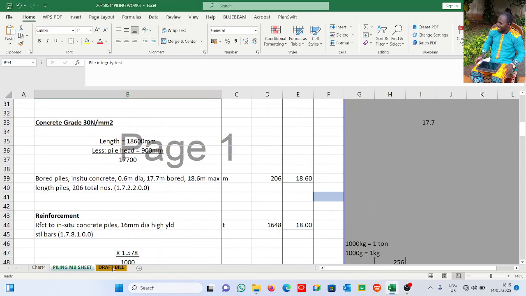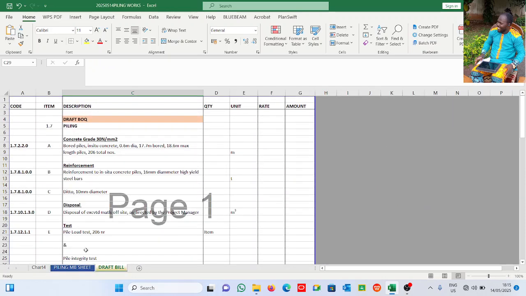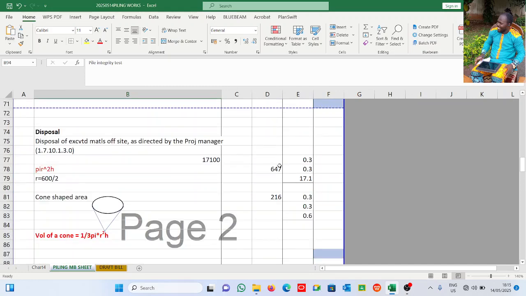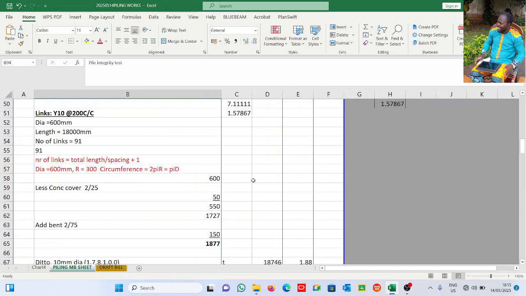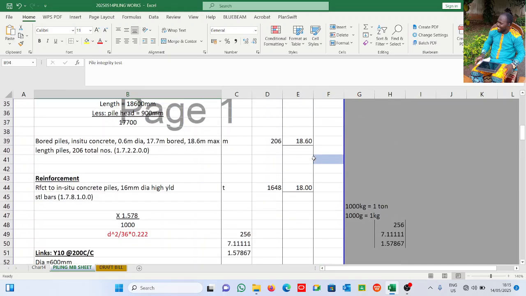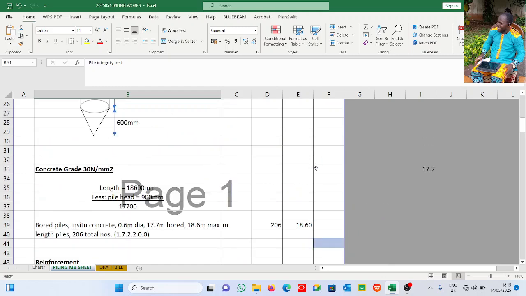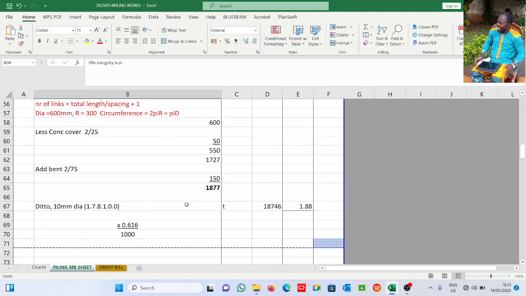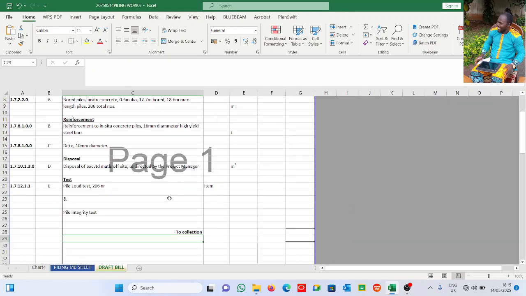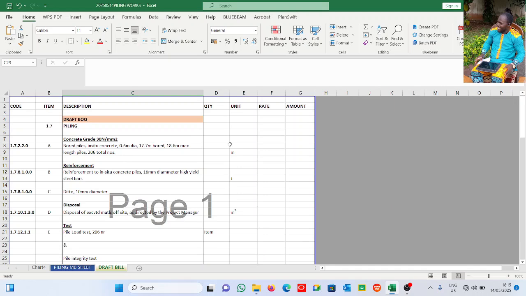Now you see here, I prepared a draft bill. That is why I didn't square. If you're preparing a draft bill, say for an exam purpose, you don't square. All you need to do is the takeoff. This is the bill here. In a draft bill, you don't have quantity, you don't have rate, you don't have amount. You don't have quantity because you didn't even square. If you didn't square, how do you want to have quantity?